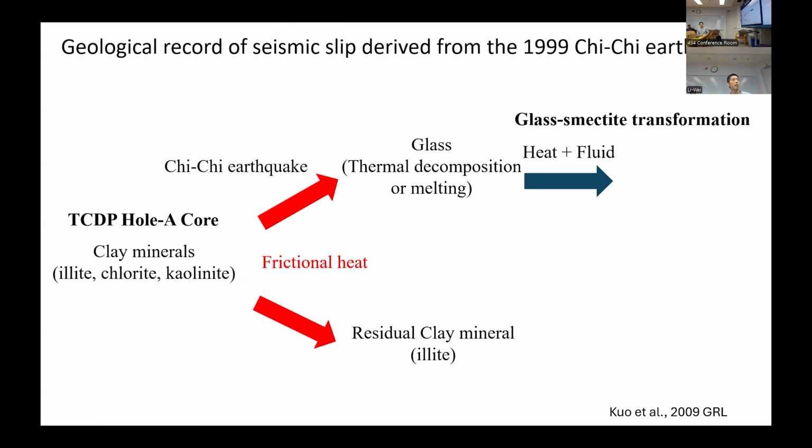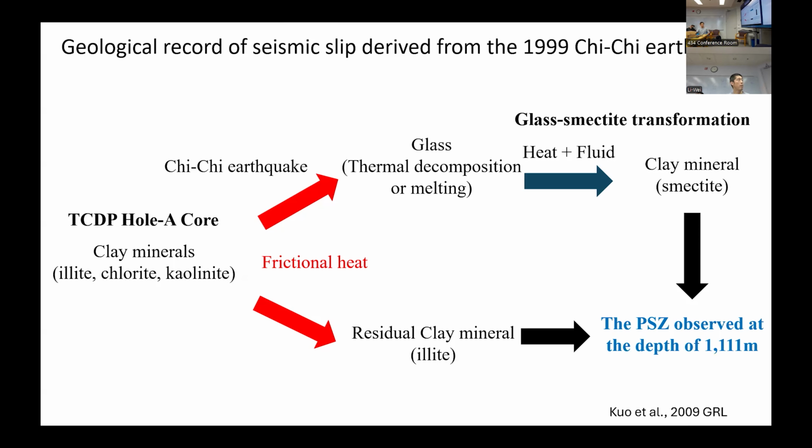Actually, there are a lot of lab studies showing the glass-smectite transformation, and those kinds of studies are relevant to nuclear waste deposits. So this is quite common in the lab. That's why we observe smectite. So the new growth of smectite and some residual illite is the consequence we observe at the active fault zone. So that's what we observe.